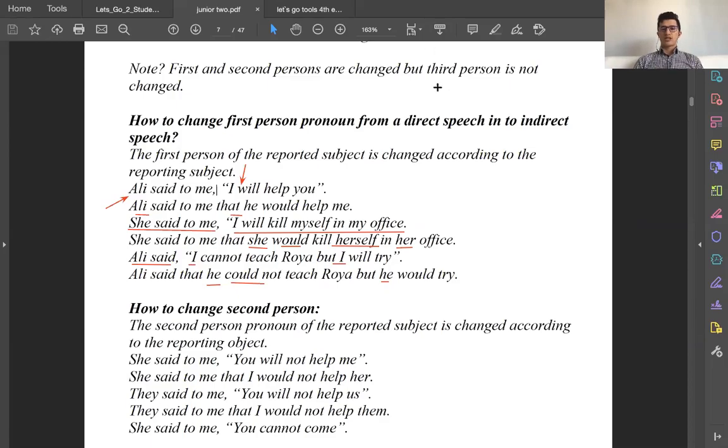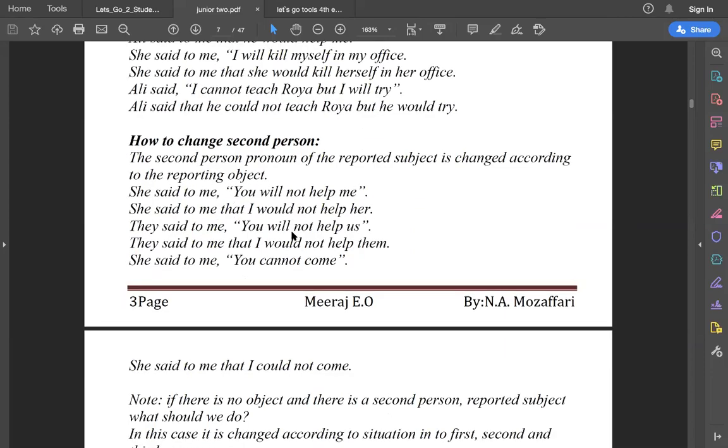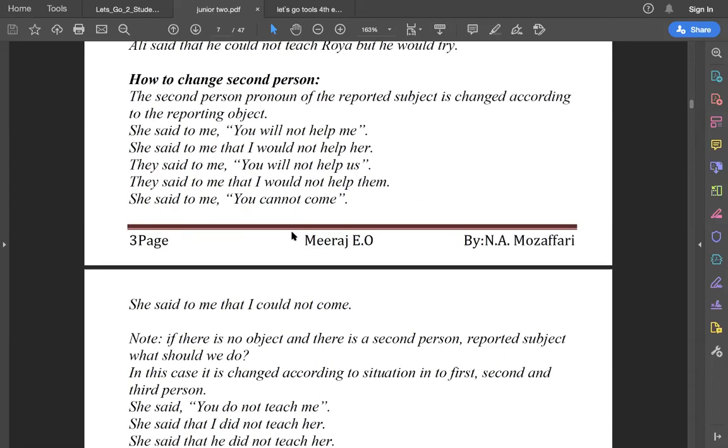And how can we change the second person? Okay. We studied that the second person pronoun of the reported subject is changed according to the reporting object. Okay. Look at these examples.